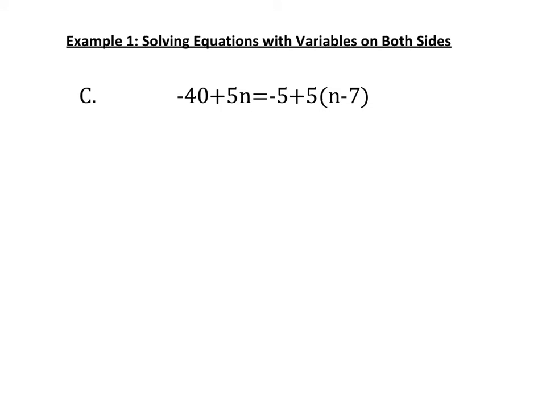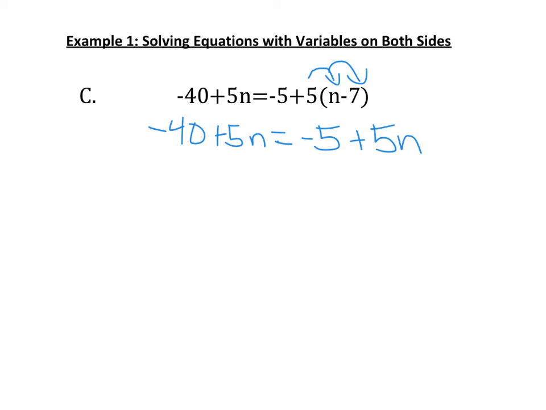Okay, let's look at example C. This does look like it's going to have a little bit of our distributive property. So let's just rewrite this first part, the left side of our equation. That is equal to a negative 5. Alright, so now we got plus 5n. 5 times negative 7 is negative 35. Now on this right side of the equation, we do have the negative 5 and negative 35 that we can combine like terms. So negative 5 minus 35 is negative 40.